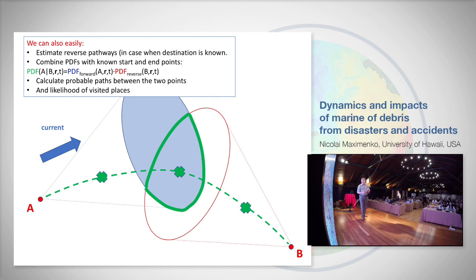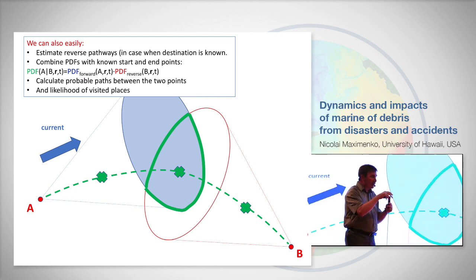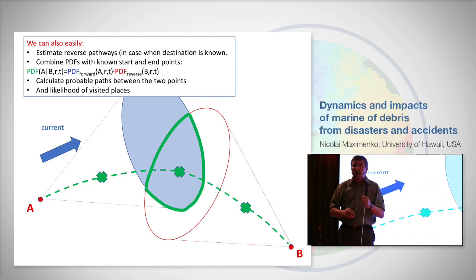Similarly, if we only know the end point, we can run it backward and estimate the probable trajectory that led to this destination, and also the probable origin of this object. Again, it's probable in terms of probability, so we can put numbers in percents on where it possibly came from. But in fact, we can do more.